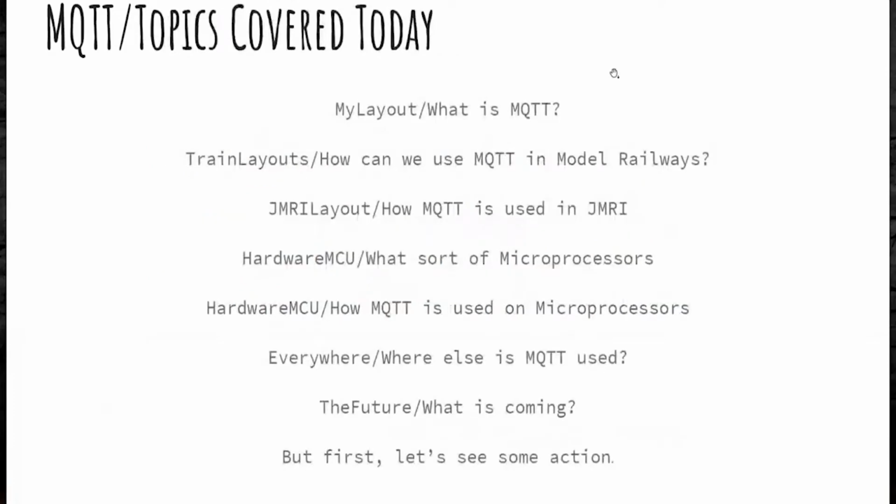Today I'm going to talk a little bit about what is MQTT, how we can use it in model railways. I'm going to go through quickly the setup in JMRI, the sort of microprocessors that we might be using, how to set those up, and a little bit more about where MQTT is being used and where it might be going. But right now, let's see some action.